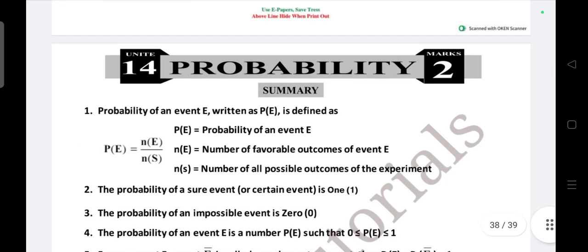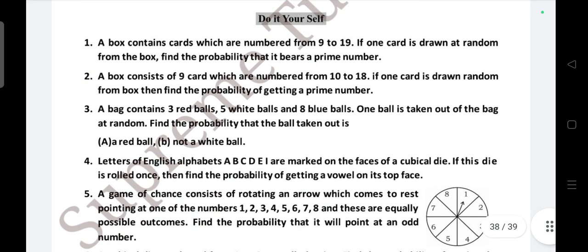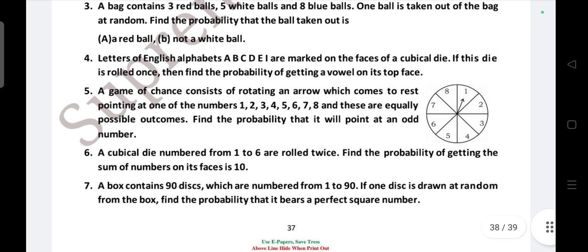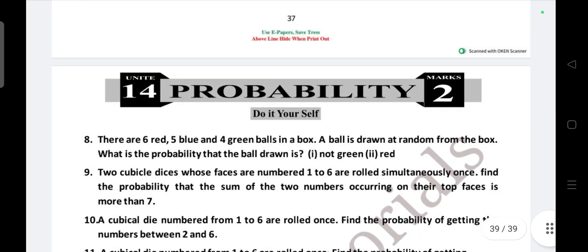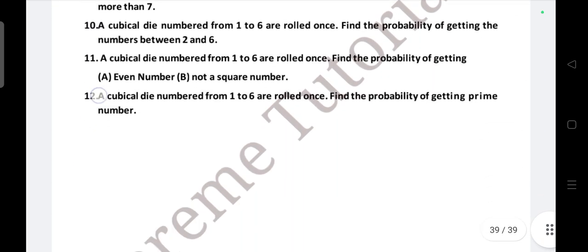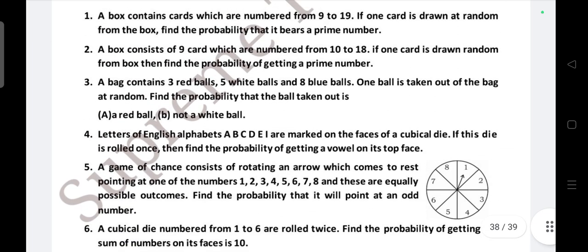Next chapter, probability. Here these are the practice questions. Do it yourself, this is a very easy chapter. These are the important questions from the chapter probability. Only 12 questions are there, just practice them. This is your entire SSLC syllabus's important questions. Practice all these questions and let's get prepared for your preparatory and annual exam.